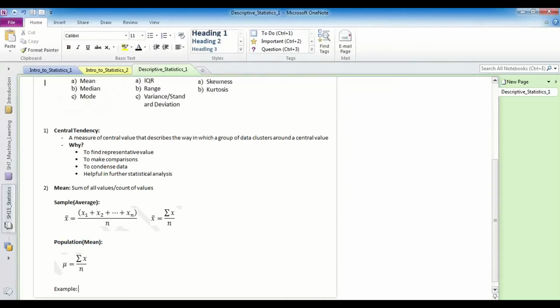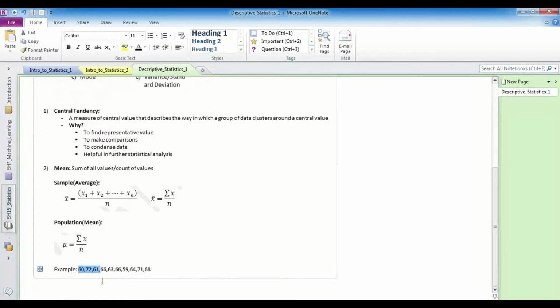Okay, now guys, please be available. I'm just trying to write some numbers. I want you to calculate the mean of these numbers. If you are in front of an Excel sheet or calculator, I need a quick reply. 60, 72, 61, 66, 63, 66, 59, 64, 71, and 68. So how many total numbers do I have? 3, 6, 9, and 10. So the total is 10 numbers.